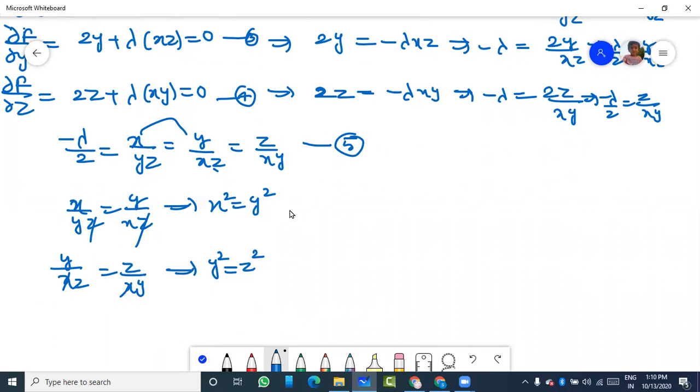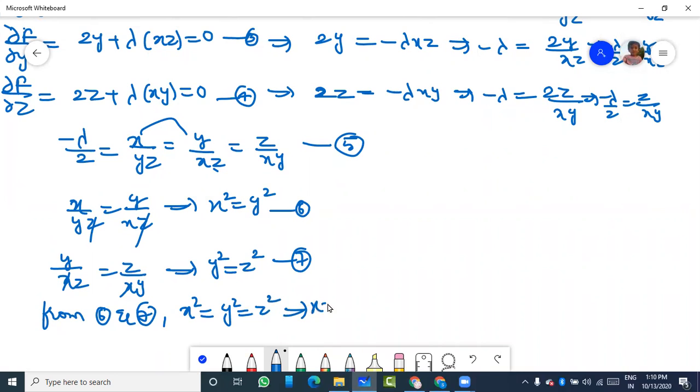So from these two, 6 and 7, what is the relation? x square equal to y square equal to z square. From this, x equal to y equal to z.